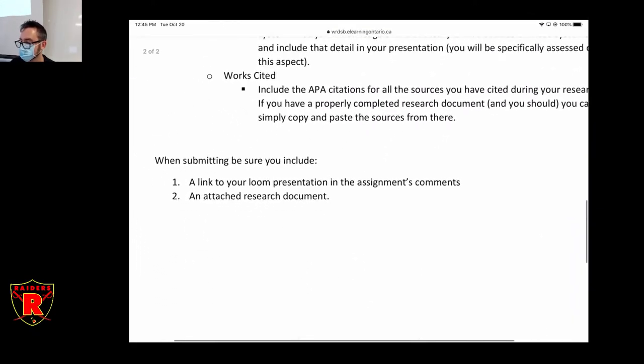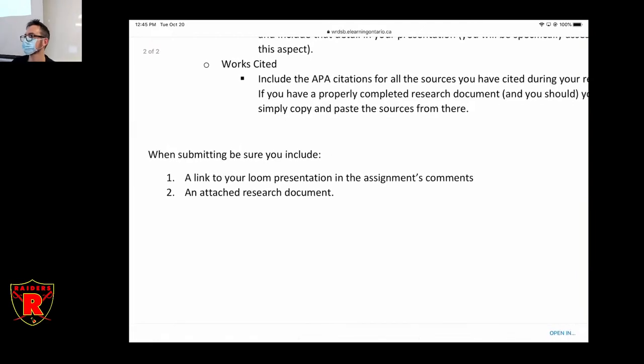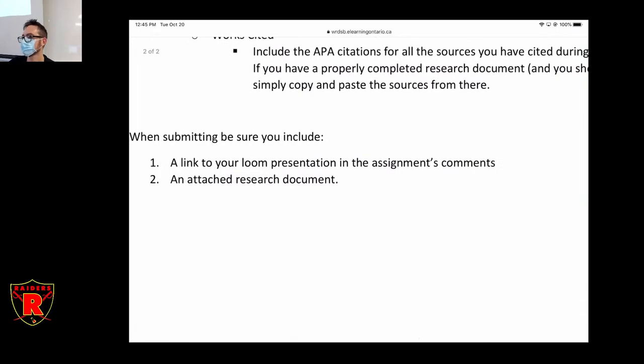Don't forget that when you're submitting, you need a link to your presentation, preferably with Loom, although you can use any app you'd like, and you must attach a research document.